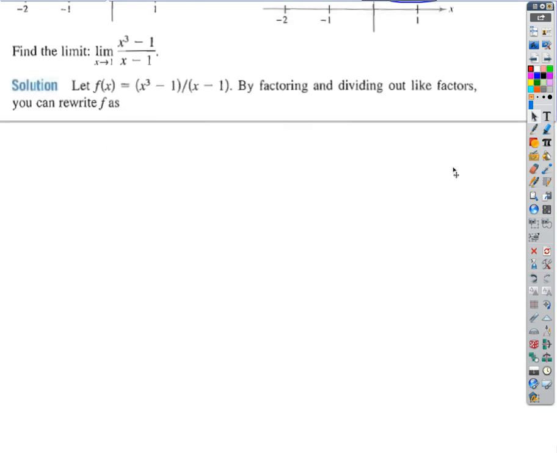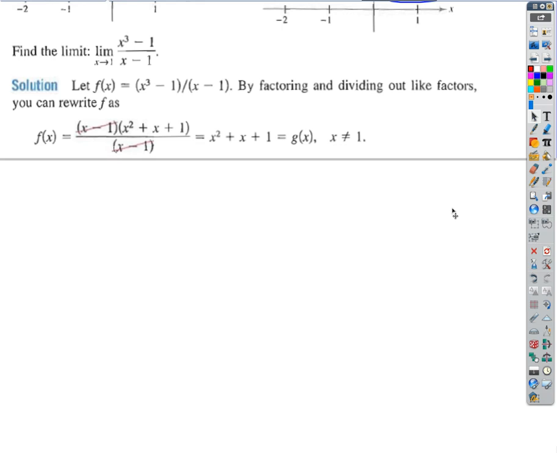If we factor out the top, that's a difference of cubes, a cubed minus b cubed. Real quick, how does that factor? Difference of cubes: x cubed minus a cubed. What's that factor into? x minus a times x squared plus ax plus a squared. Good, that's how that factors.